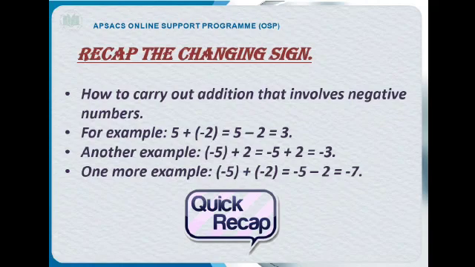Another example, minus 5 plus 2. That is minus plus, so we have to take minus. 5 minus 2 is 3, but the sign is for the greater number, because 5 is the greater number and the sign with the greater number is minus, so this is minus 3. One more example, minus 5 plus minus 2. This plus and minus will be multiplied, so plus minus is minus, so the answer is minus 7, because the sign will be taken from the bigger number. So this is minus 7.